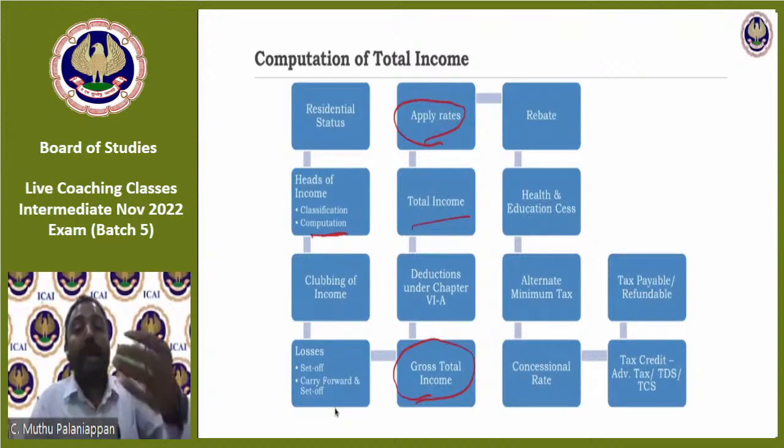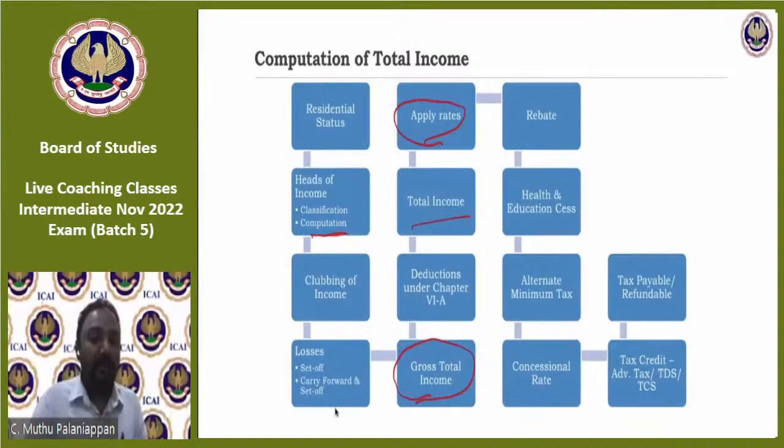You have the new slab rate, 115BAC. There is also this concept of whether you can choose between 115BAC or the regular tax rate. It is up to you. When I say you, it is the assessee, the taxpayer. So it is up to the taxpayer to decide whether to choose the ordinary rate or the rates under section 115BAC.